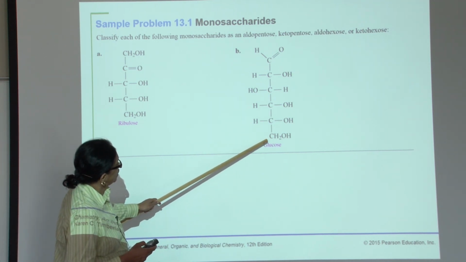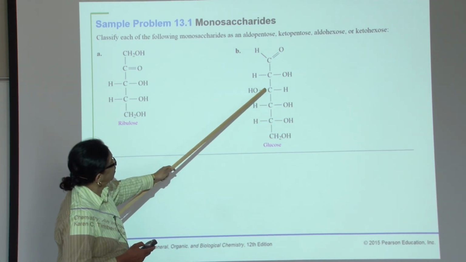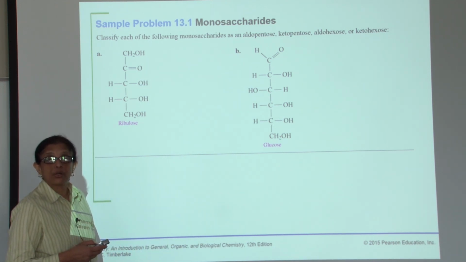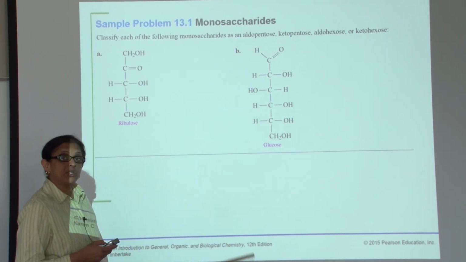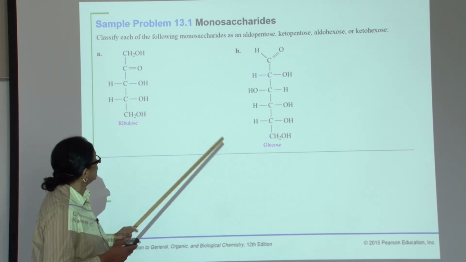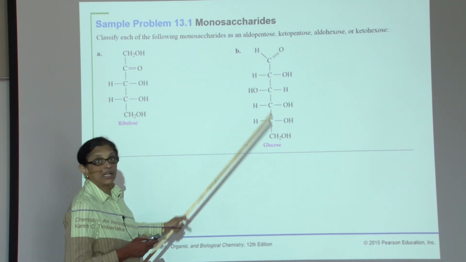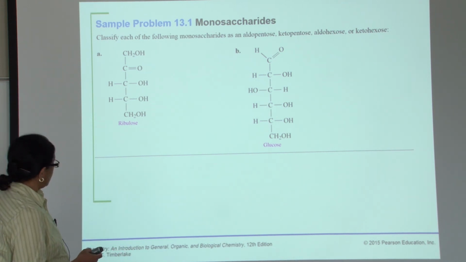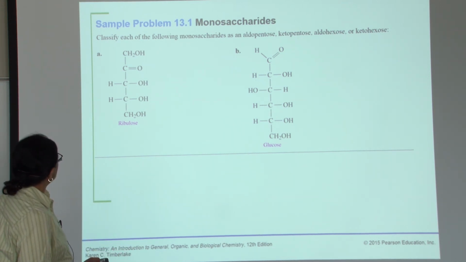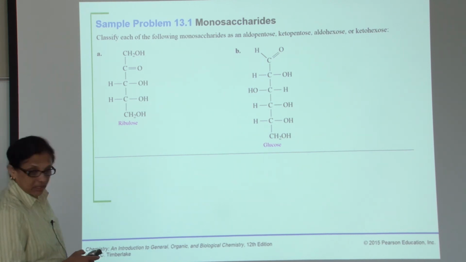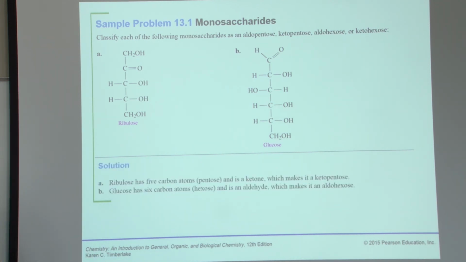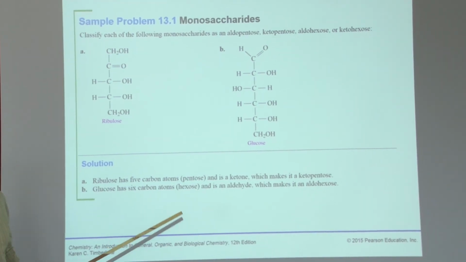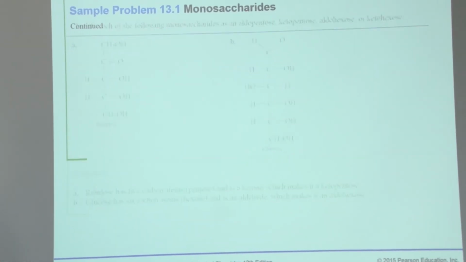We will look at this molecule, 1, 2, 3, 4, 5, 6. 6 carbon, hexose. Now is it a ketohexose or an aldohexose? We will look for the aldehyde group. It's an aldohexose. So ribulose has 5 carbons. The analysis we have set up.